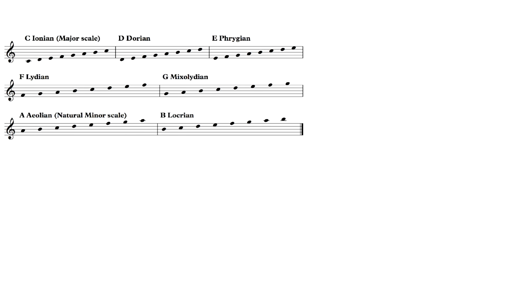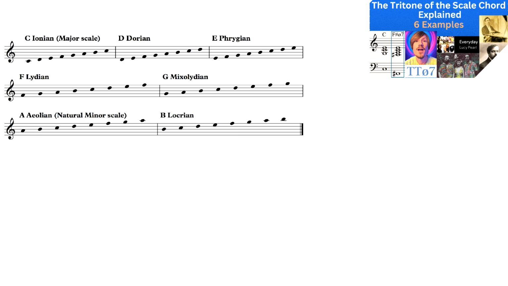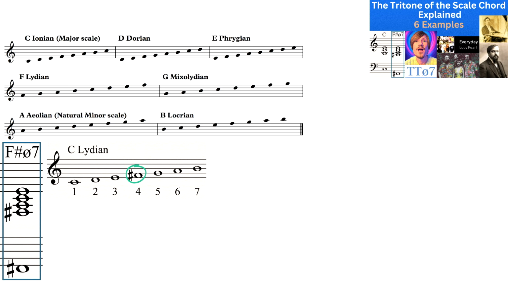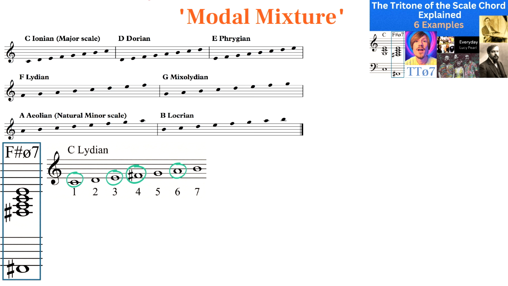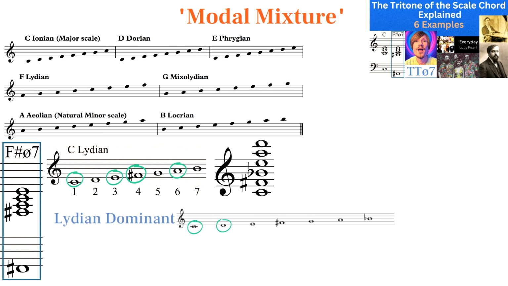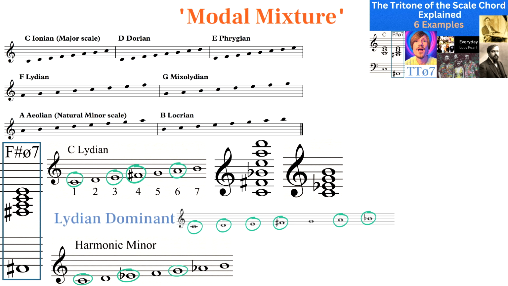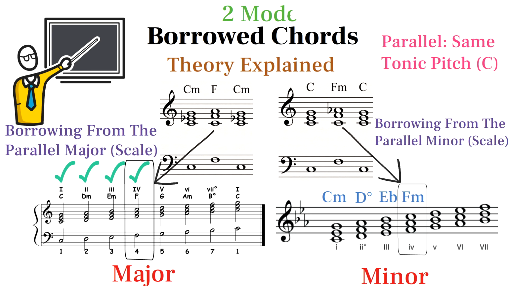We could look at the scale degree chords we get from all the modes starting on C. The viewer's comment was in response to me saying we could think of an F-sharp half-diminished 7 as a borrowed chord from the Lydian mode. People sometimes call that modal mixture and sometimes go a step further, saying a mystic chord is just a borrowed chord from Lydian dominant, or a minor major 7 chord is borrowed from harmonic minor. By this point we've drifted pretty far from the major-minor borrowing idea traditionally taught in university theory.